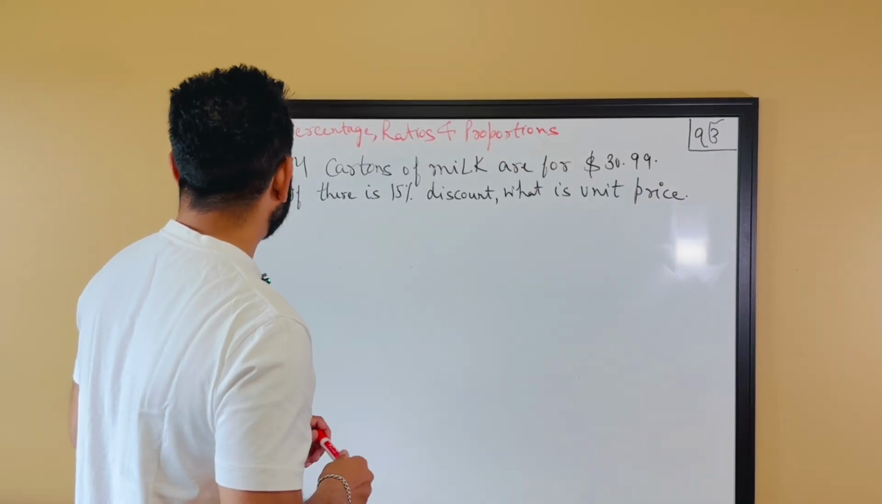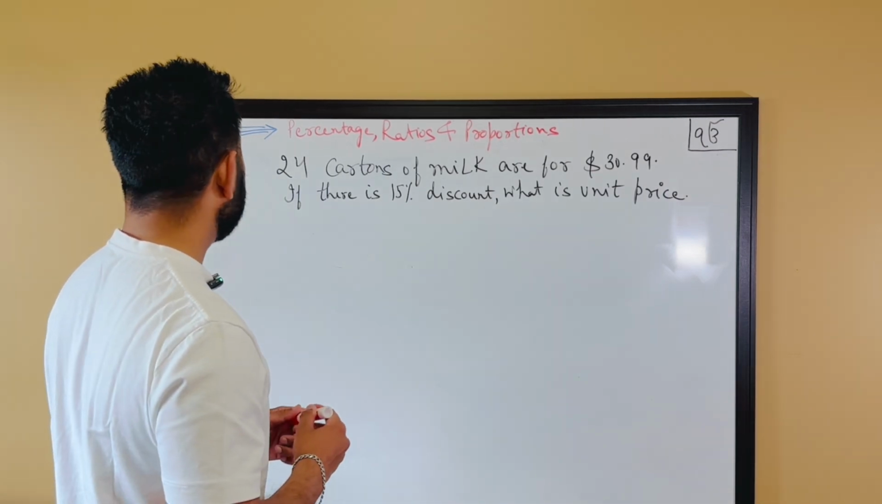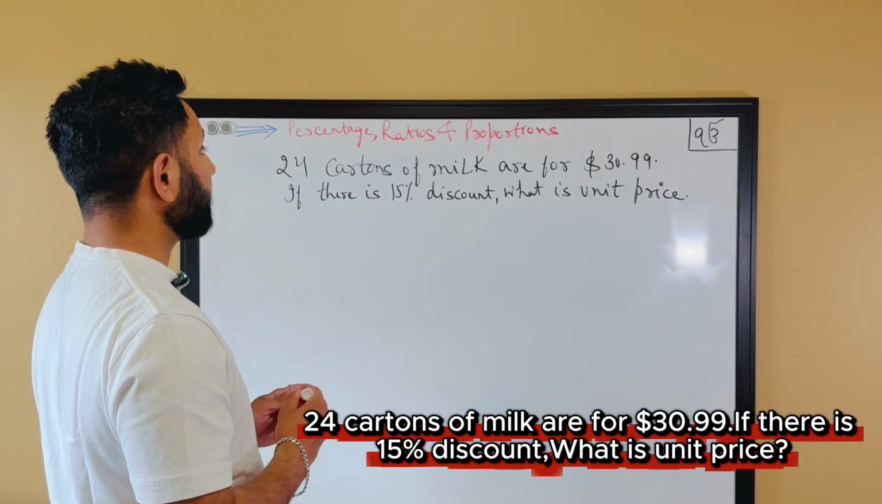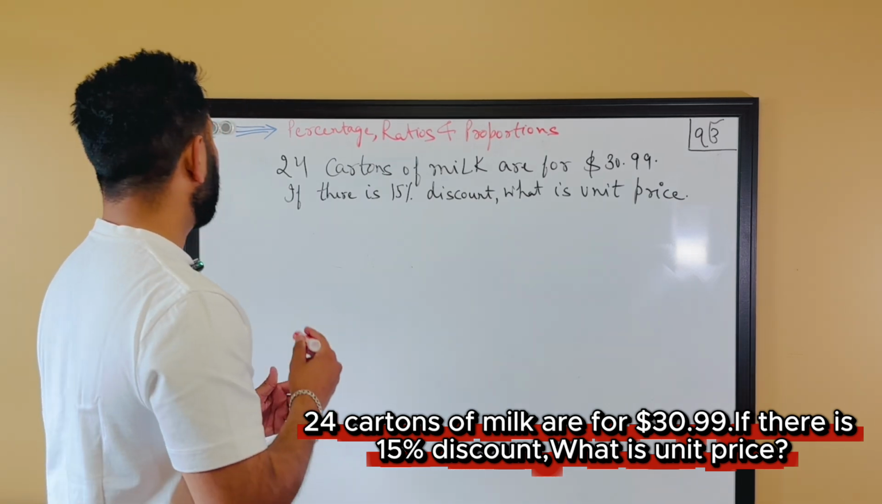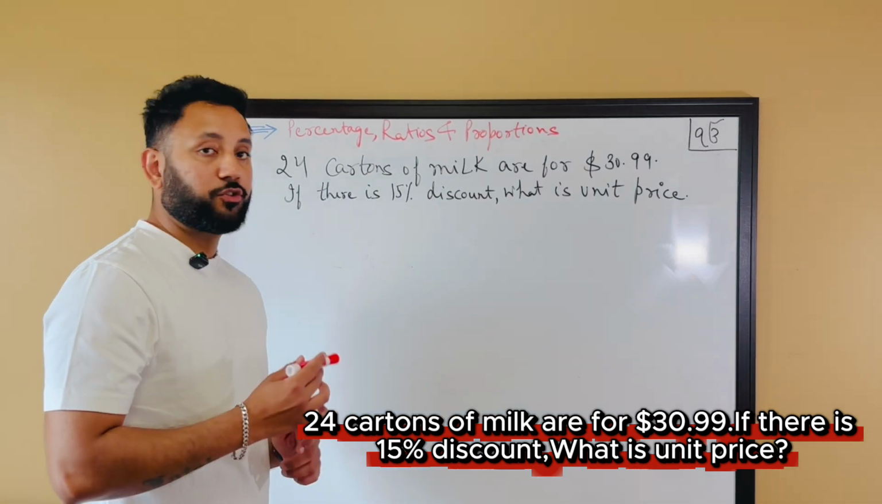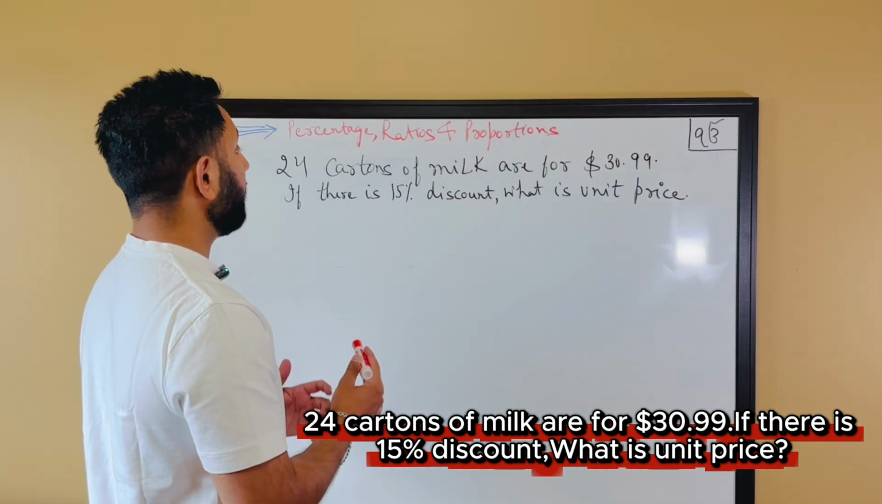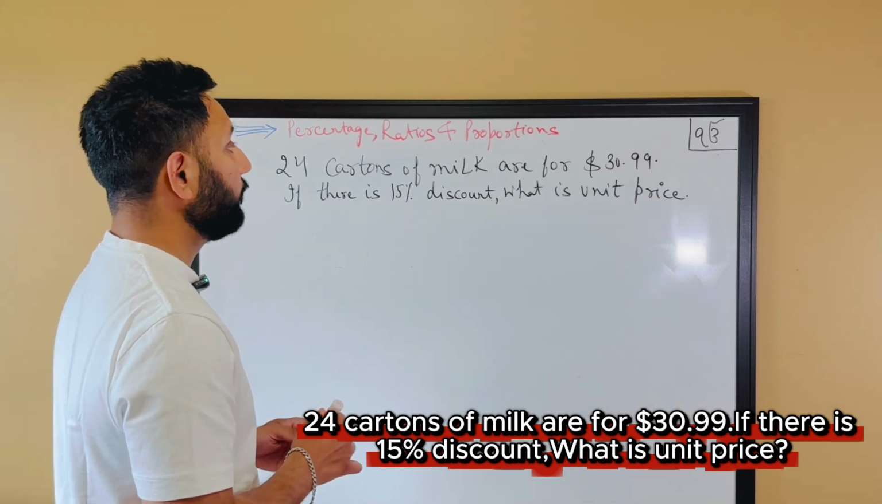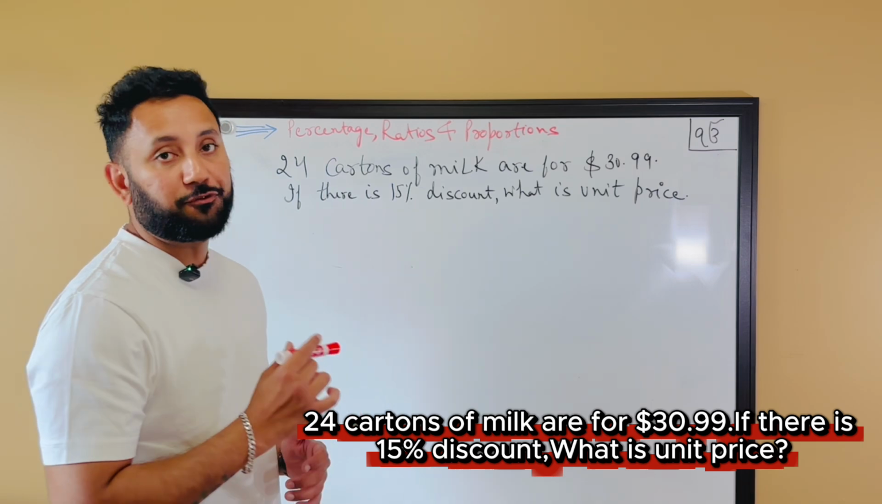So our next example is 24 cartons of milk are for $30.99, and if there is a 15% discount, what is the unit price? So what we are given is 24 cartons of milk are sold for $30.99, and if there is a discount of 15% on $30.99, what is the unit price? That we need to find out. It means what is the price for one carton?